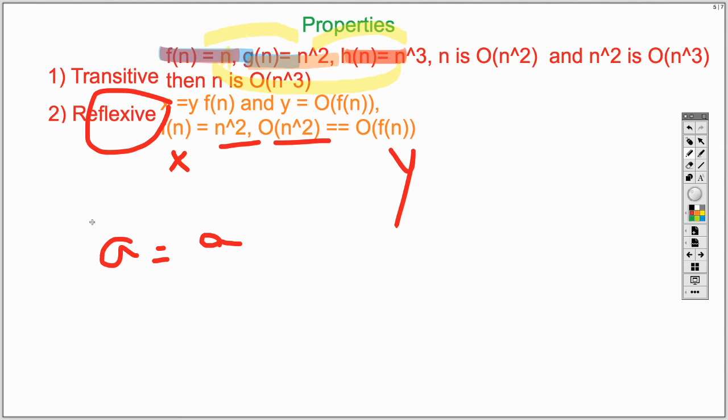There are more properties, such as symmetric, but symmetric would only apply to theta notation. These two properties apply to all three of our notations, so that's why I covered them today. I hope that you have a good idea or learned a little about notations today, and enjoy.